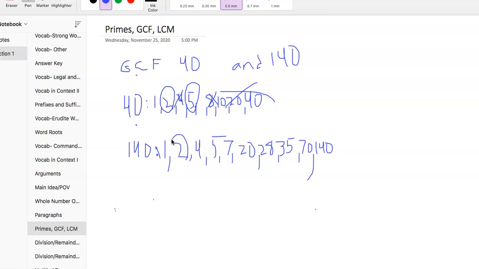And again, 2 we like, 5 we like, 7 we like. Okay. Now we've done all of the hard work, and now we just have to find which ones they have in common, right? So we can see there's a 2 here, and there's a 2 up here for 40. 2 is a real common prime factor. So 2 we're happy with, and then up here we see a 5 for 40. We see a 5 here for 140. So 5 we're also happy with.